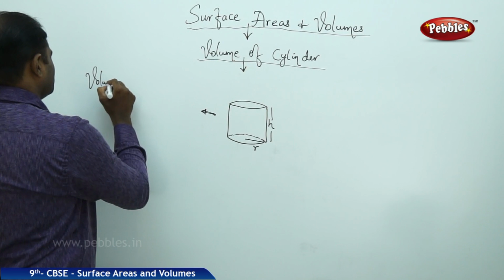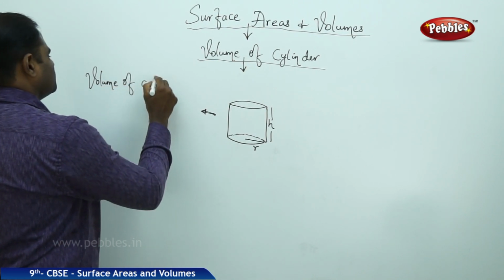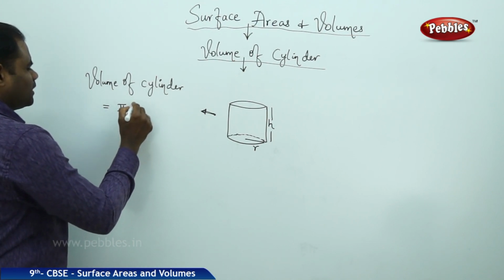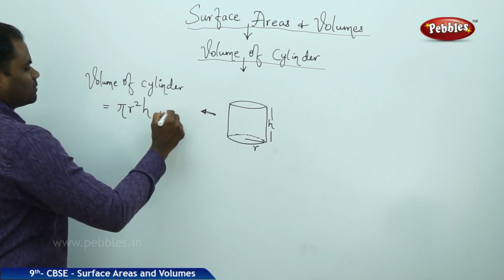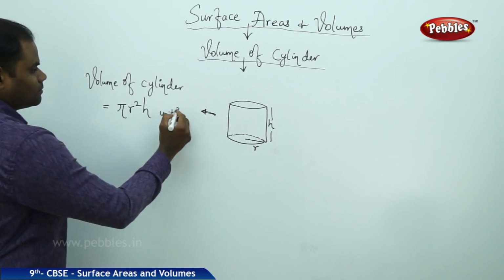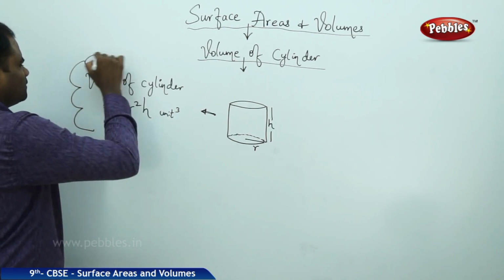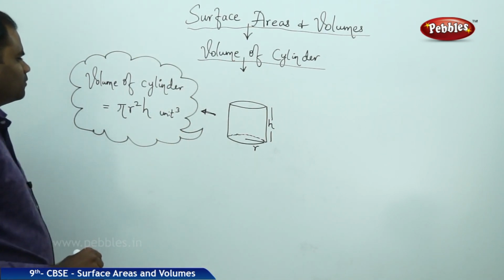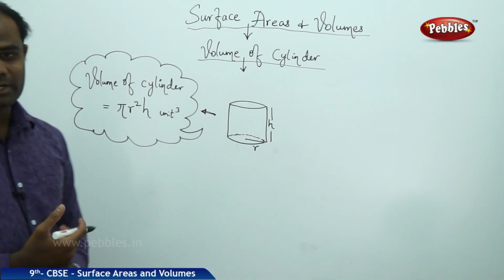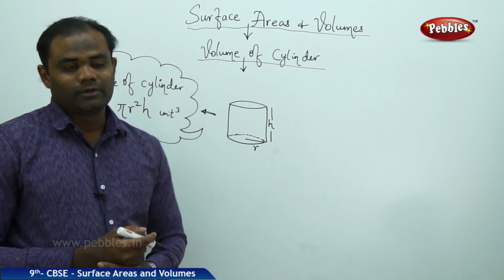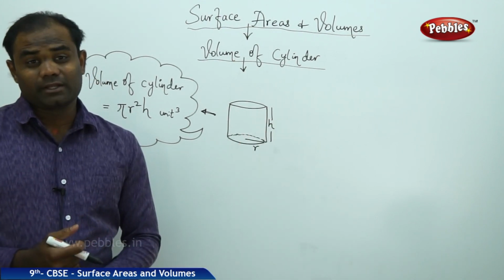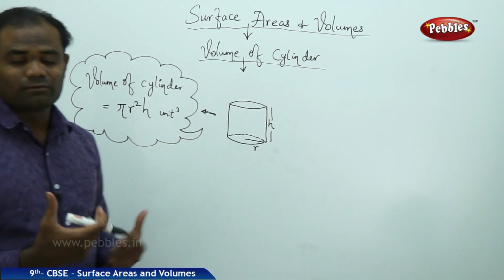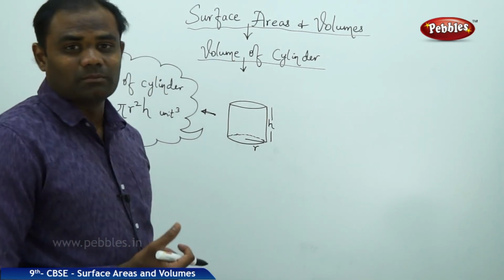Volume of a cylinder is given by pi r square h unit cube, is what we have as the formula. Volume of a cylinder is pi r square h unit cube, where r is the radius and h is the height of the cylinder. So let's see how we can solve some example problems using this formula.